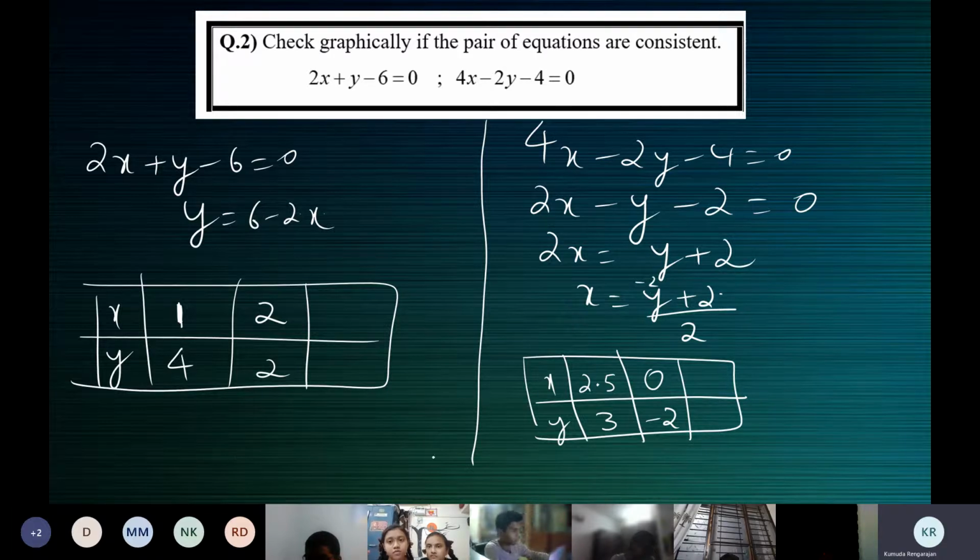Don't copy the same values, children. Please think. All of you will think differently. Make your own table and make the graph.